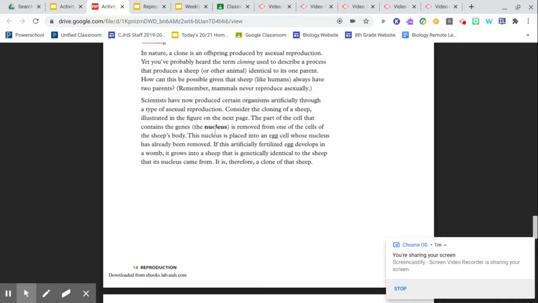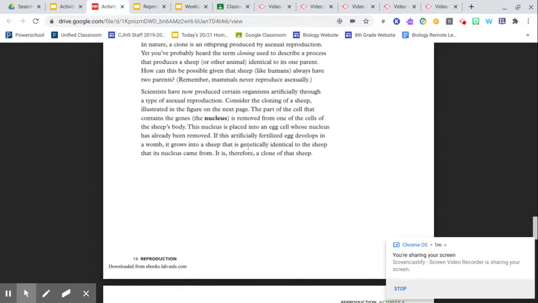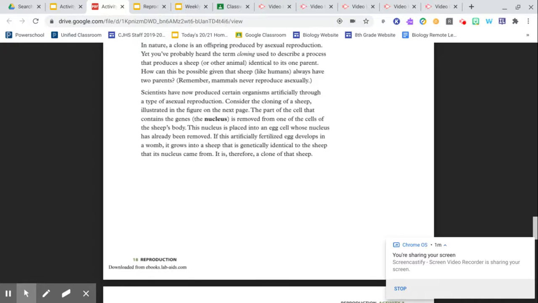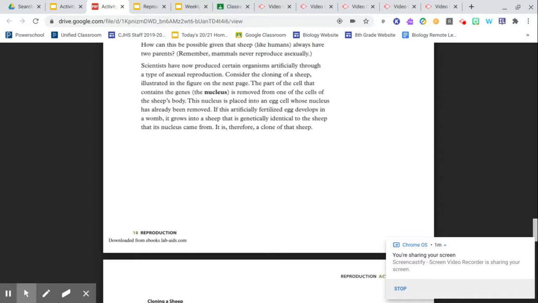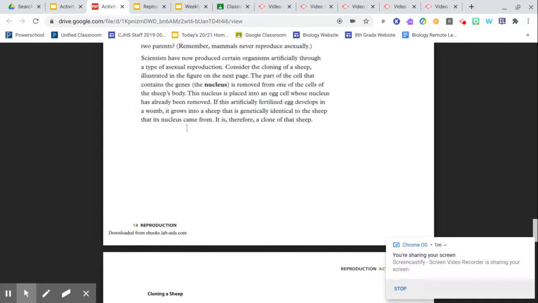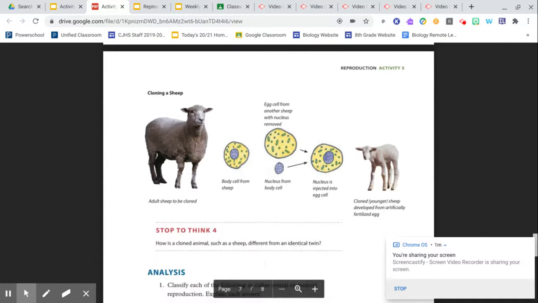Side note, so what you're doing is you're taking the nucleus out of the sex cell, which only should have half the genes, and you're replacing it with a nucleus that already has the full set of genes. Going back, if this artificially fertilized egg develops in a womb, it grows into a sheep that is genetically identical to the sheep that the nucleus came from. It is therefore a clone of that sheep.